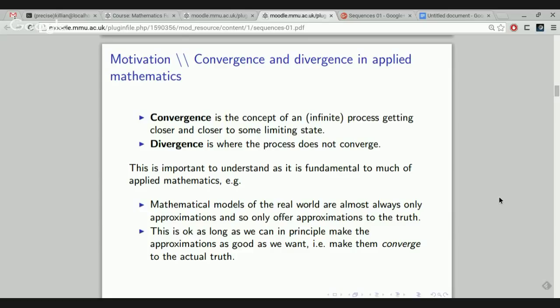Now this is a big issue. It's a very key fundamental concept in lots of things, but in mathematics particularly.